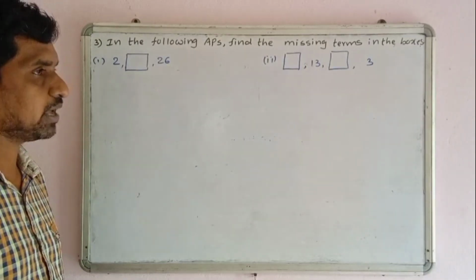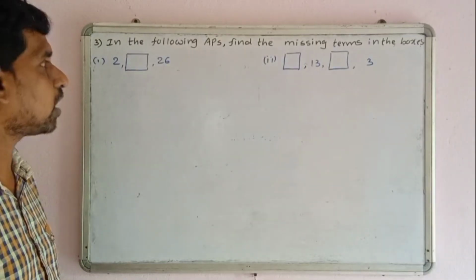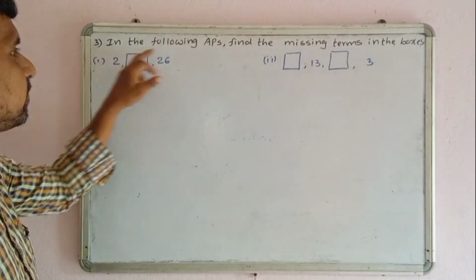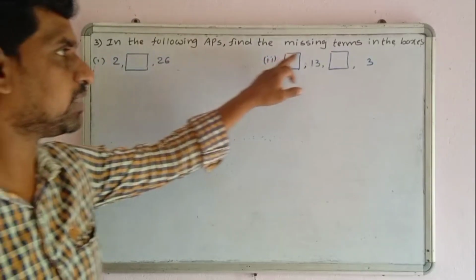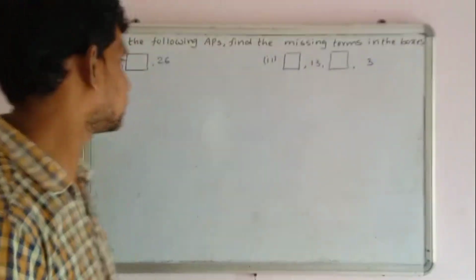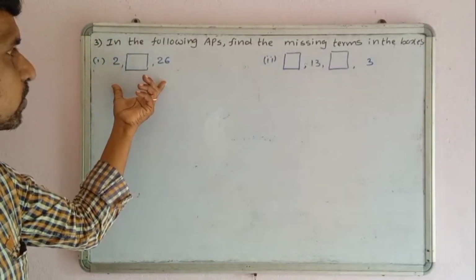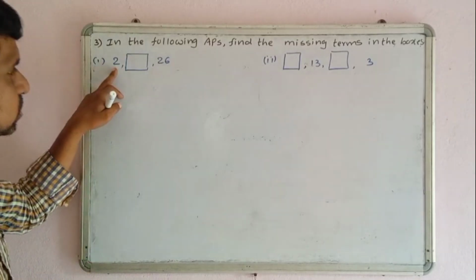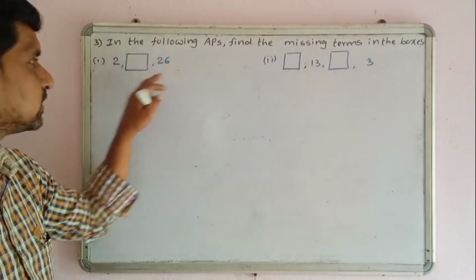Progressions, exercise 5.2, third problem. First one. In the given following APs, find the missing term in the boxes. These are the APs. Okay, find the missing term. So, first problem is 2, blank, 26.